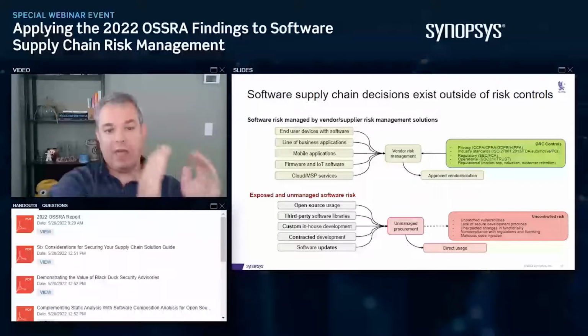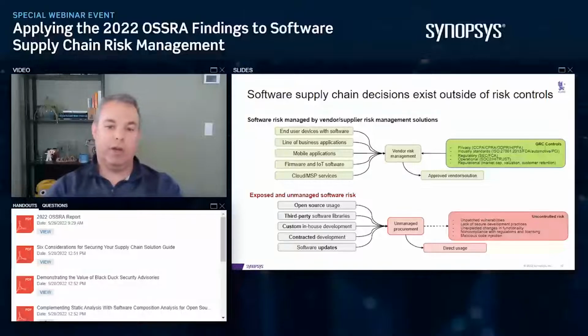So if every single piece of software going into an organization isn't going through the same process, then you have different levels of risk and you aren't in a position to actually apply risk management in a meaningful manner.